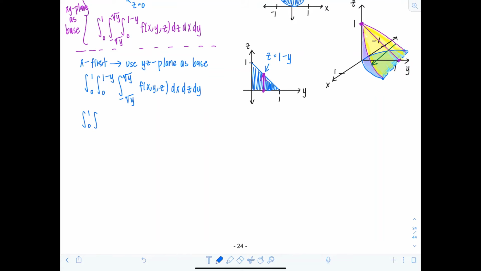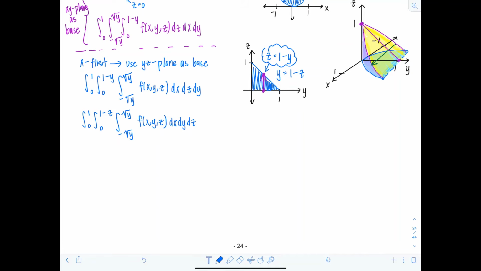And then this equation here, z equals 1 minus y, I'm going to solve it for y now. So y equals 1 minus z. So that's all that's going to switch. You have 0 to 1 minus z. And then the limits for x are the same, negative rad y to rad y, f of x, y, z. This is going to be dx, dy, dz.